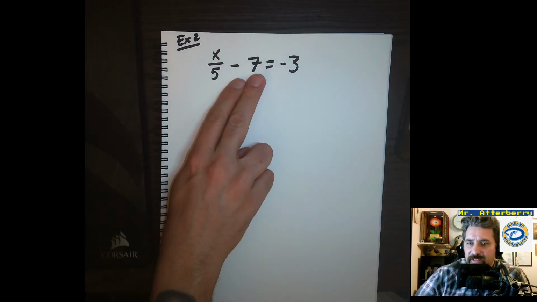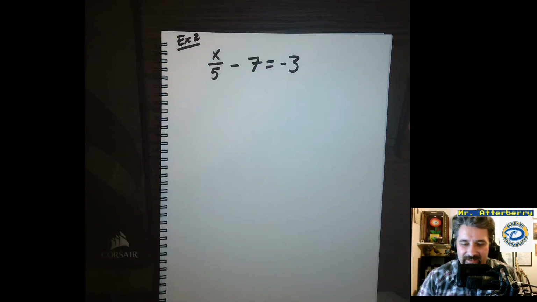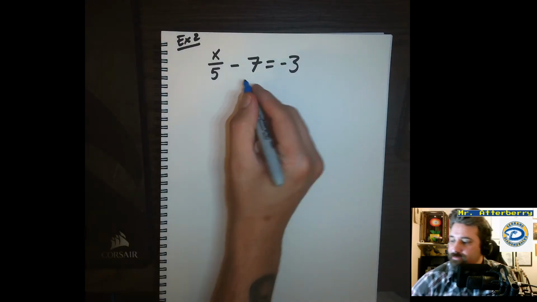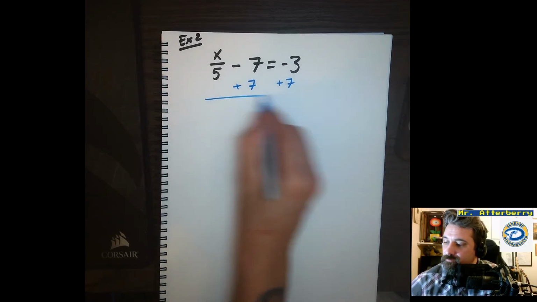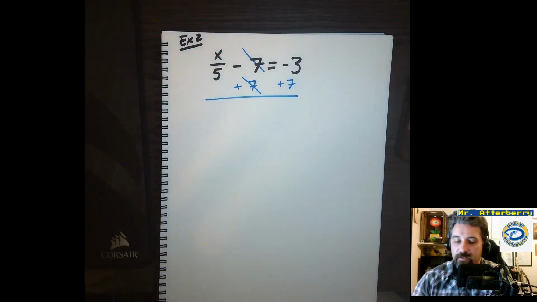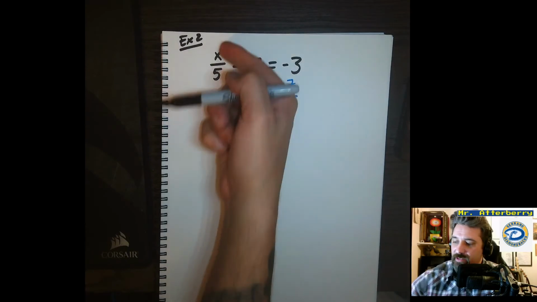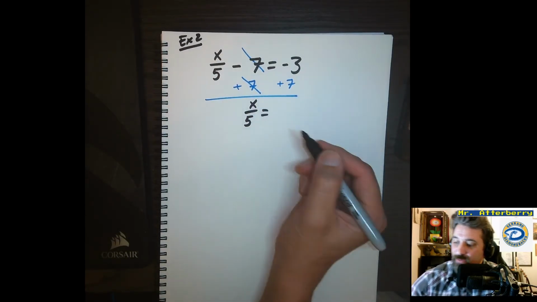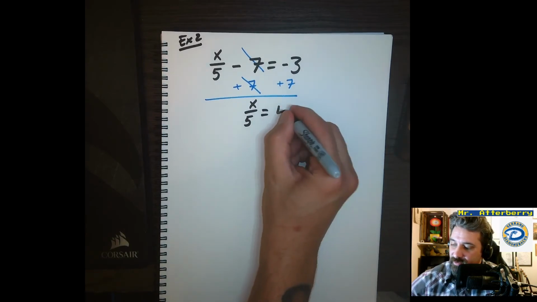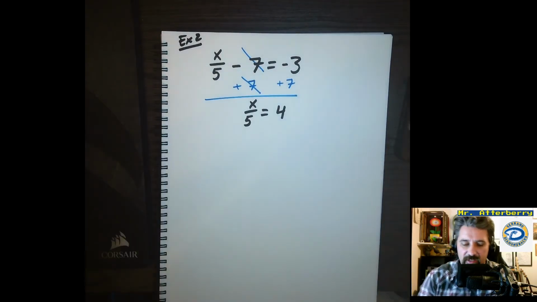It says subtracting 7. So to undo that, to get rid of it, you have to do the opposite of subtracting, which is adding. We're going to add 7. What remains? We have x divided by 5 still. That equals a positive 4. Negative 3 plus 7 is going to equal a positive 4. And now we're going to multiply both sides by 5.